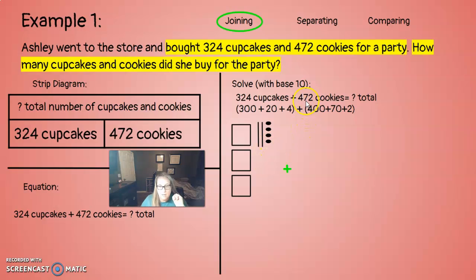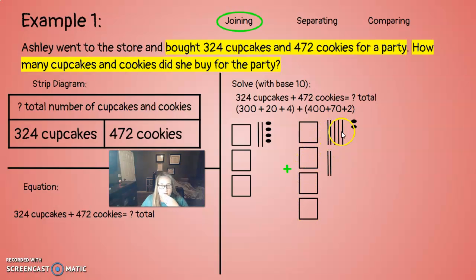Now I'm going to model my 472. I broke it into expanded form to help me in case I forgot. So 400 plus 70 plus 2. So I need 4 hundreds, I need 7 tens, and I need 2 ones. So 1, 2, 3, 4 hundreds. 1, 2, 3, 4, 5, 6, 7. There's my 7 tens. And 1, 2, there's my 2 ones.